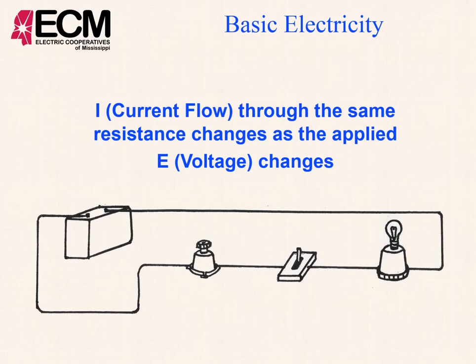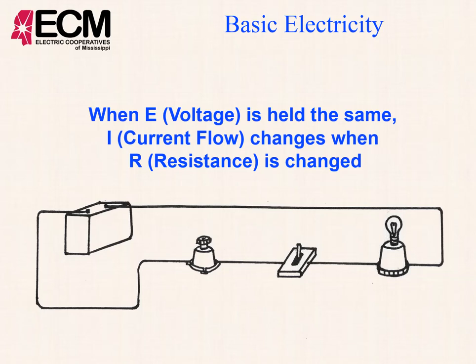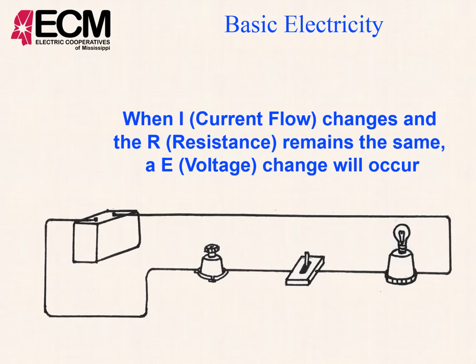Okay? So I, current flow, and the intensity of the current flow through the same resistance changes as the applied voltage changes. So in a simple series circuit, if we increase the voltage, we increase the current. If we increase the resistance, we lower both of those. When E, the voltage, is held the same, the current changes when the resistance is changed. So if we add resistance in a series circuit, that definitely reduces our current flow, because that resistance is the opposition of the flow of electrons.